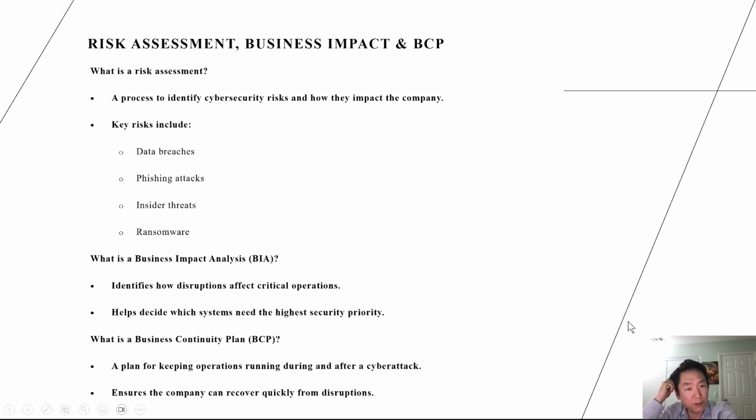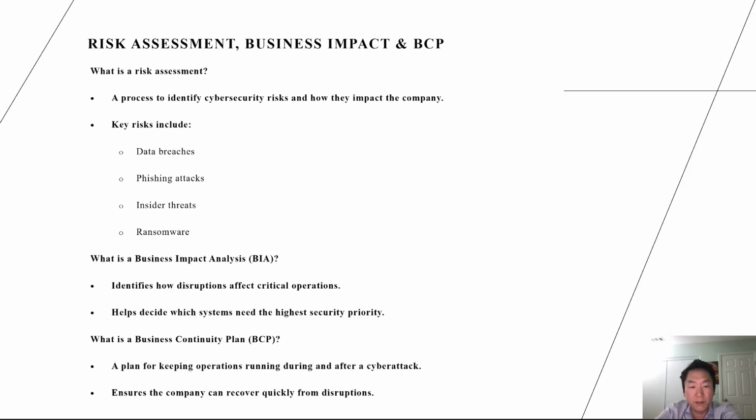Next, I want to talk about risk assessment, and then business impact and business continuity plan. What is the risk assessment? It's the process to identify cybersecurity risk and how they impact the company. The key risks are data breach, phishing attacks, insider threat, and ransomware.